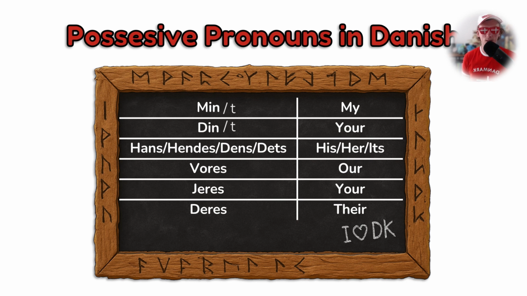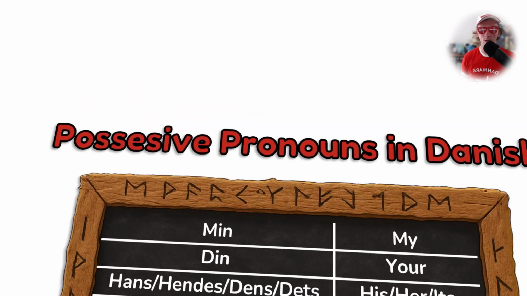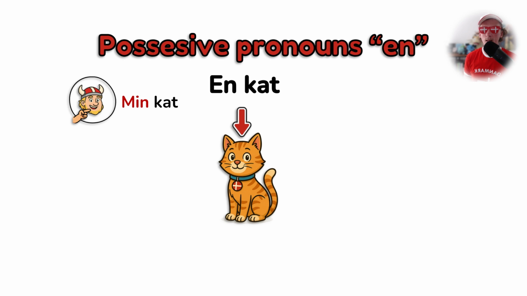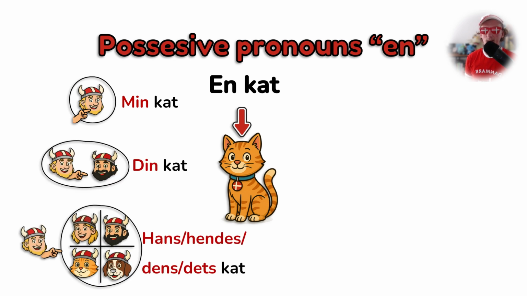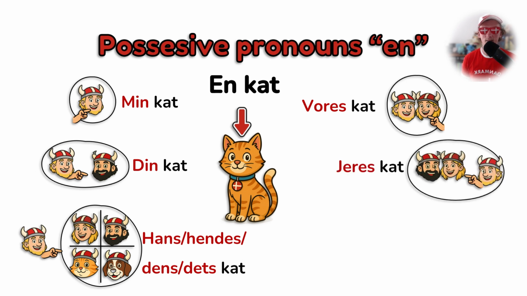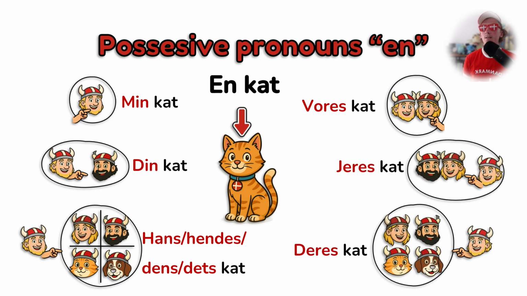Now, let's first take a look at how this all works in practice with an en word, which is en kat, a cat. This would be min kat, din kat, hans, hendes, dens, dis kat, vores kat, jeres kat, and deres cat. So my cat, your cat, his, hers, its cat, our cat, your cat, their cat. This is how we do it, very simple. Bear in mind, min and din are only like this because it's an en word.